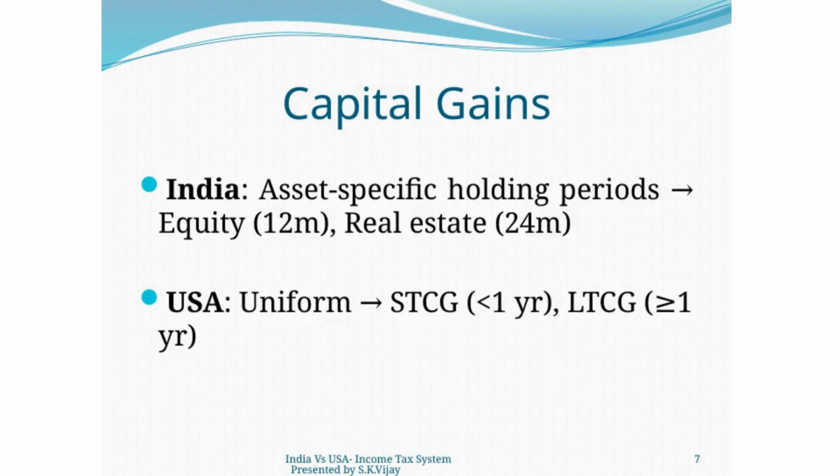In contrast, the USA adopts a more uniform approach. They categorize capital gains into short-term and long-term based on a fixed time period: less than 1 year for short-term capital gains and 1 year or more for long-term. This simplifies the classification, but also emphasizes the importance of holding periods in tax planning.